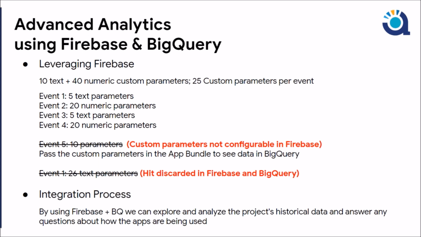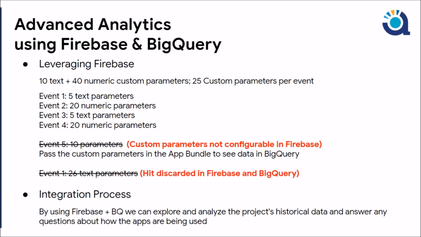As you can see here, there are 50 custom parameters, 10 text and 40 numeric, that can be used across 500 events in Firebase, which means I can spread out the 50 custom parameters across 500 events. A point to note here is that repeated parameters in different events would be counted twice. So let's take a look at an example of how BigQuery can come to the rescue. As we can see here, events 1 through 4 are consuming the 50 parameter limit within Firebase, and the fifth event configuration of 10 parameters would not be possible with only Firebase integration.